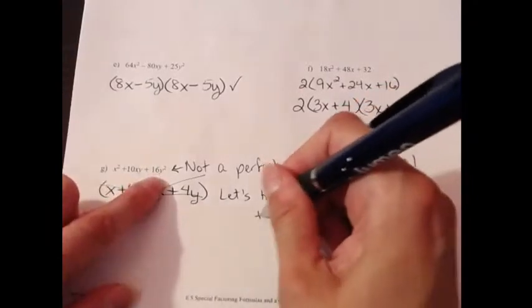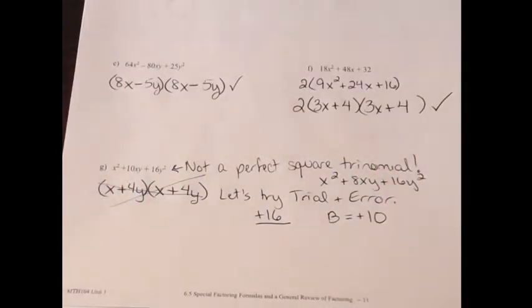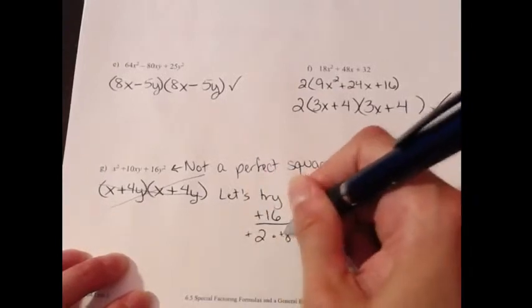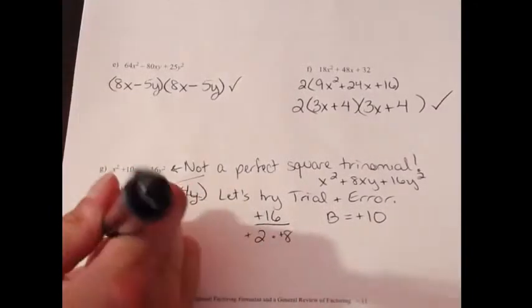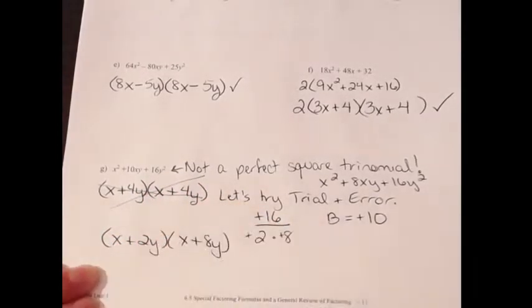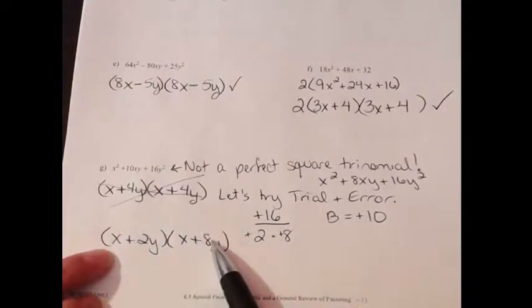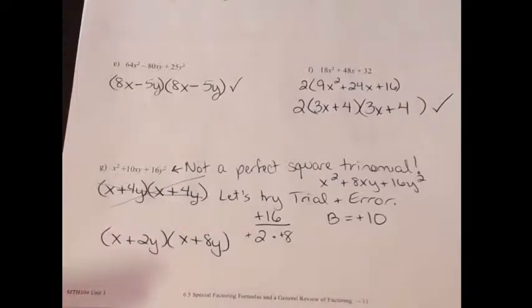We want to find factors of positive 16 that combine to give me a positive 10. So we have 1 times 16, that doesn't work. 2 times 8, oh, that does work. 2 times 8 is 16, 2 plus 8 is 10, so now we can actually factor this. So this becomes x plus 2y times x plus 8y. x squared plus 8xy plus 2xy, there's your 10xy, plus 16y squared. So it was actually okay that this was not a perfect square trinomial, because we can always fall back on the strategies we've used before, which is trial and error or AC grouping.